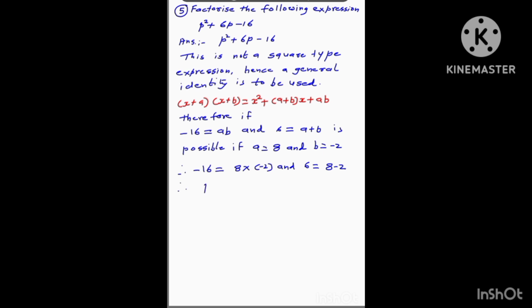Okay, now use this. So p square plus 6p minus 16 can be written as p square plus 8 minus 2 p plus 8 into minus 2. Okay, because the identity contains a plus sign, that's why you have taken it like that. So this is p plus 8 and p minus 2. These are your factors. Okay, by similarity we have given this.